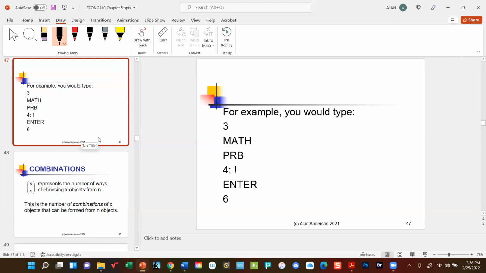So start with a 3 and hit math, and then you'll see a bunch of menus up there. The one you want is on the far right. It's called PRB for probability. Choose that, and then scroll down to number 4, which is our factorial operator. And then all you have to do is hit enter. And it comes back with a 6. Wow, that was easy.